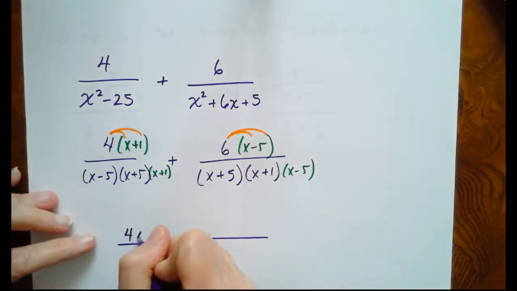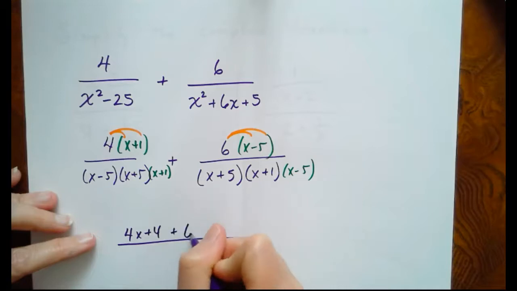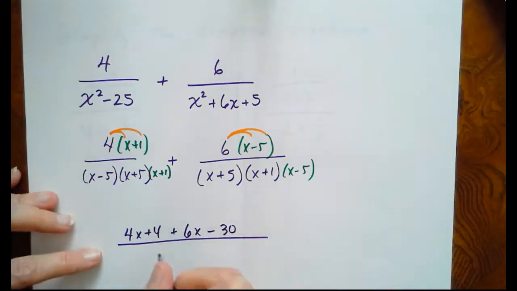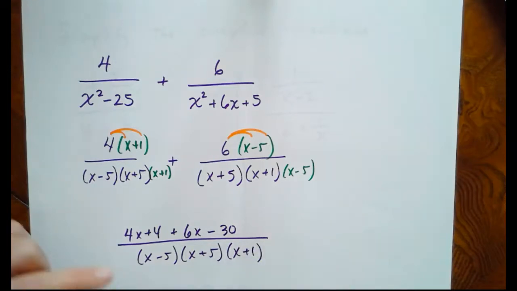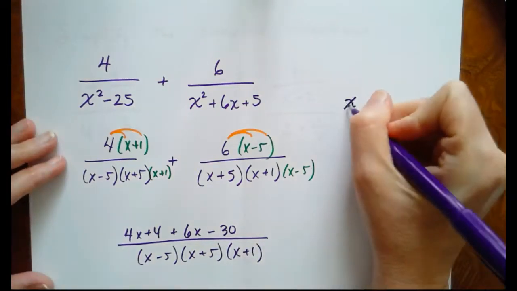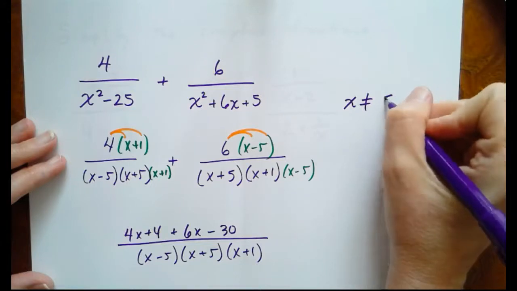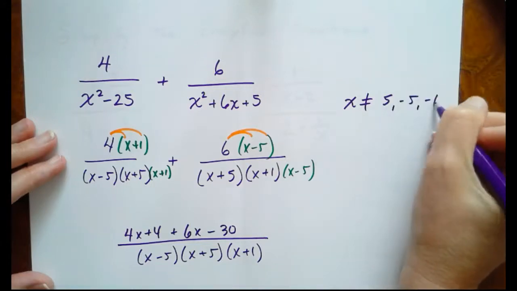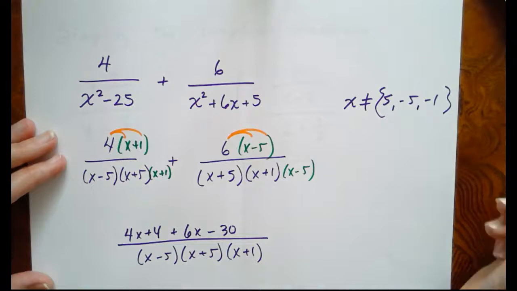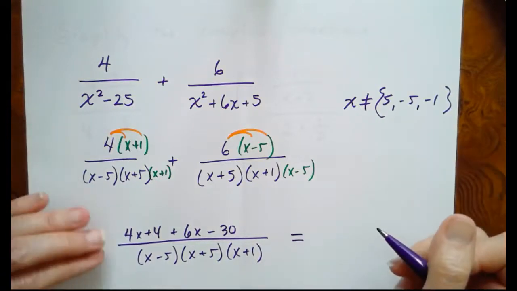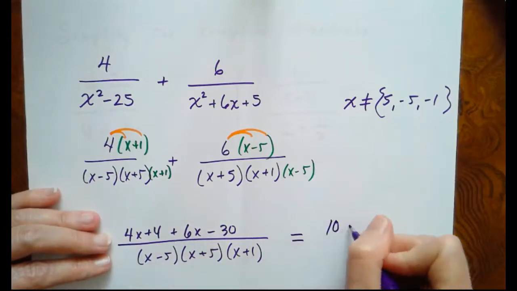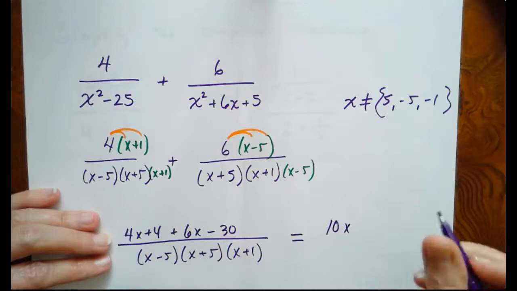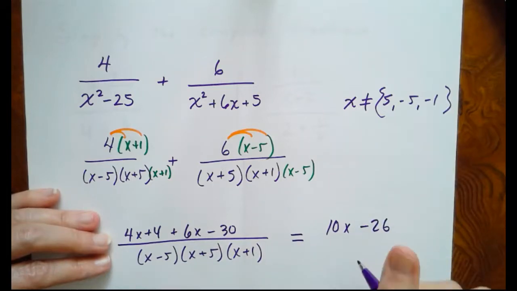So this is going to be 4x plus 4 plus 6x minus 30 all over x minus 5 times x plus 1, or x plus 5 times x plus 1. So we've got x may not equal 5, -5, and -1. Those are restricted values. And then our simplified expression here, 4x plus 6x is 10x. 4 minus 30 is -26.